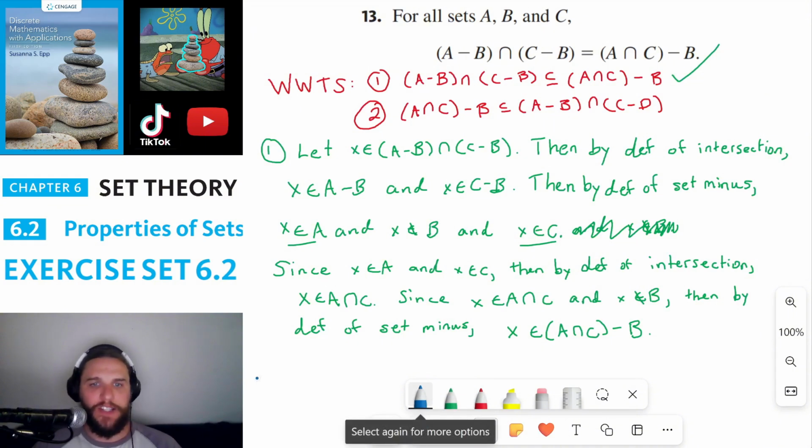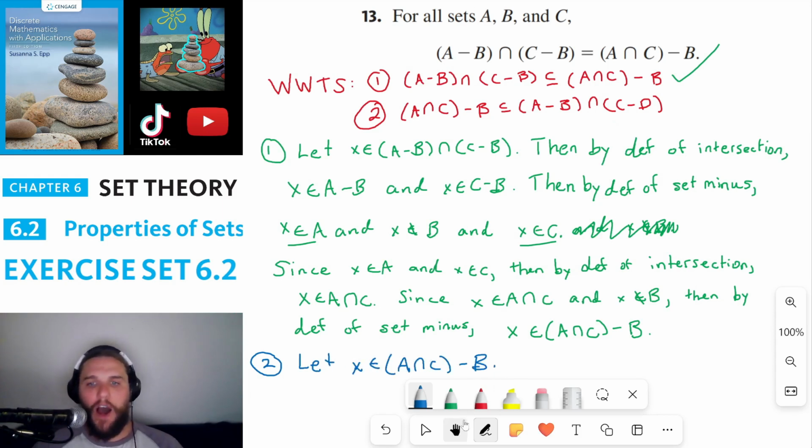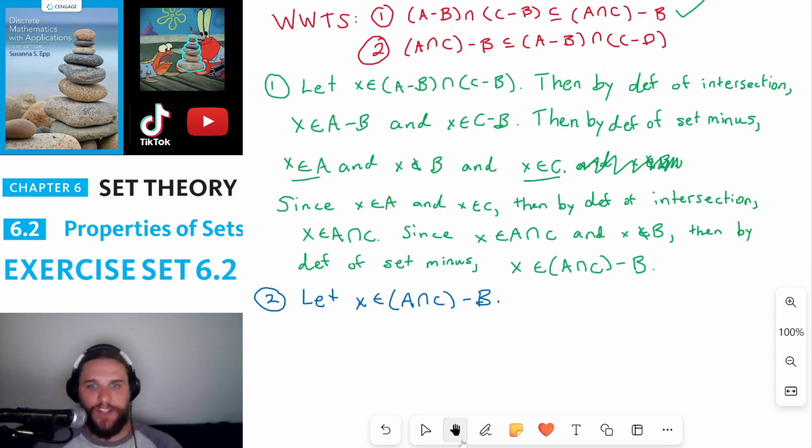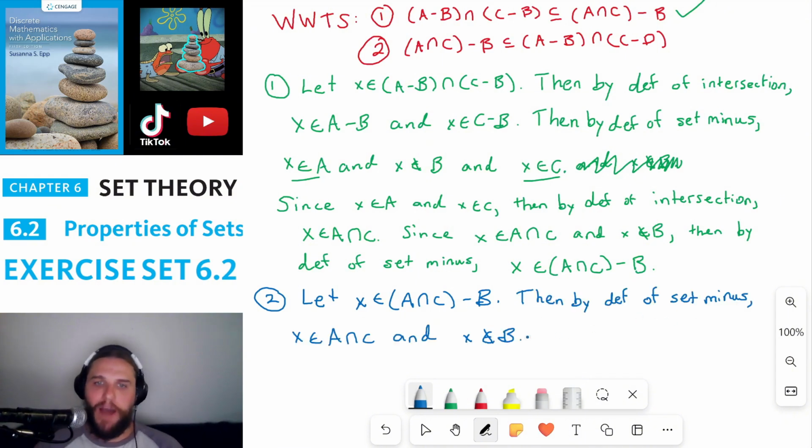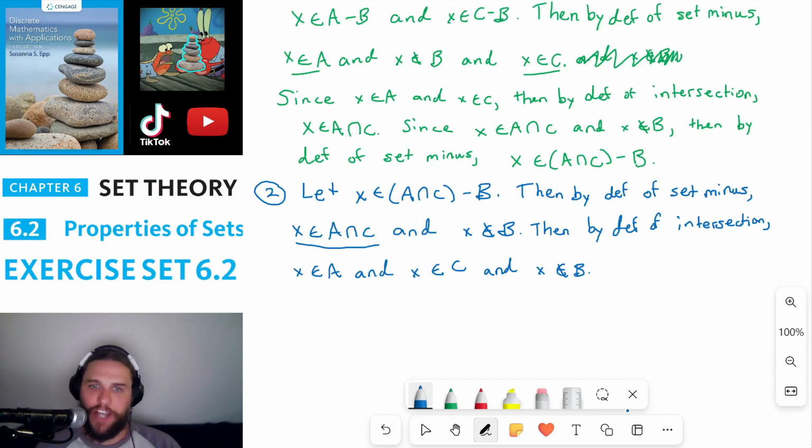Now we have to get to the second part, which says that every element in this first set is also an element of the second set. We will start by instantiating an arbitrary element from the first set. And then we need to unpack these operations from the outside in. So we'll start with the set minus here. By definition of set minus, X is an element of A intersection C, and X is not an element of B. Now we can unpack the definition of intersection. By definition of intersection, X is an element of A, and X is an element of C, and we have this X is not an element of B.